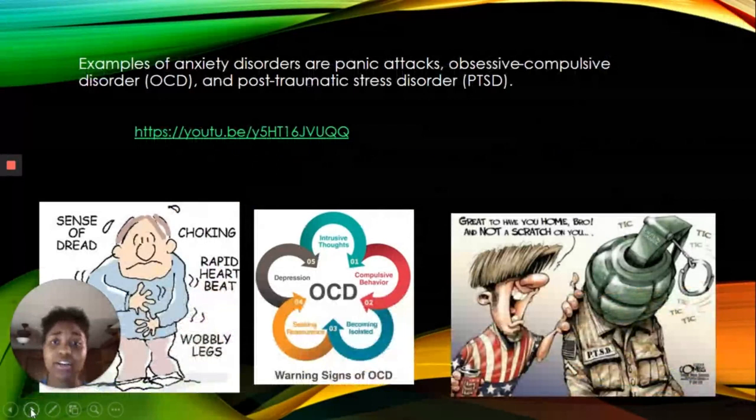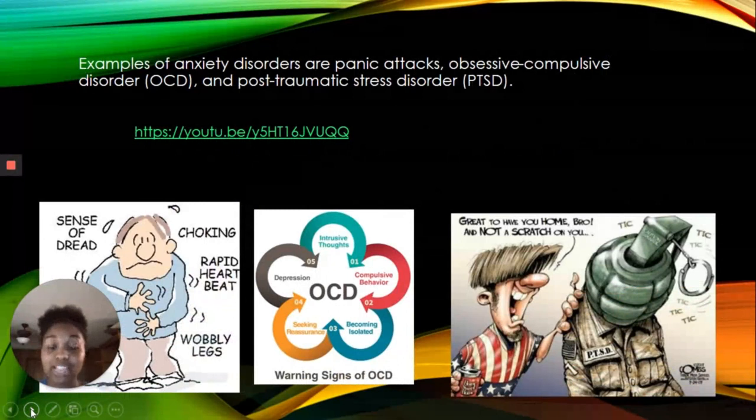Examples of an anxiety disorder can vary from panic attacks to OCD, or obsessive compulsive disorder, and PTSD, or post-traumatic stress disorder. The three pictures at the bottom each symbolize panic attacks, OCD, and PTSD. The first one symbolizes panic attacks: a sense of dread, choking, rapid heartbeat, wobbly legs. These are all symptoms of someone who is having a panic attack.